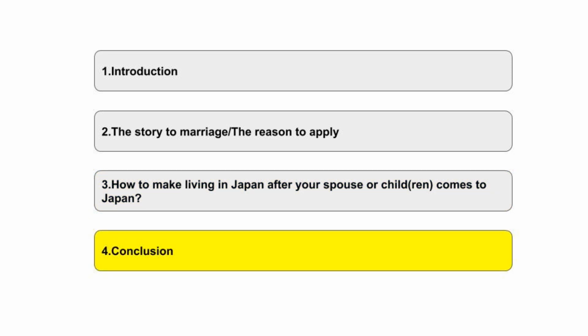Number 4 is the conclusion. State your desire to get a dependent visa briefly again, but avoid being redundant. As to the reason letter, that's all. Let's move on to part 3.